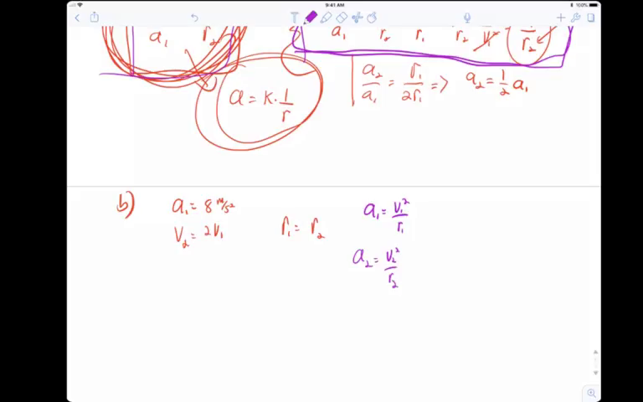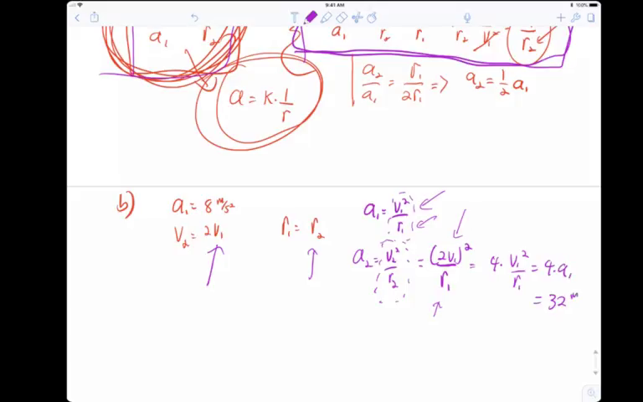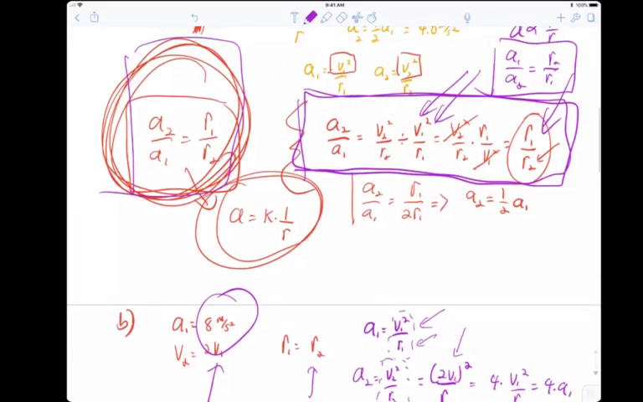The deal here is I'm going to rewrite this expression until it looks like this expression. And I'm going to do it using these relationships. So the r's are equal, so the bottom is going to be still equal to r1. The top, this is 2v1 all squared. And so now this term has a lot of v1s and r1s in it, just like this guy, but something's not quite right. It's these parentheses. 4v1 squared over r1. So this is 4 times a1, so that's equal to 32 meters per second squared. Remember? Okay.